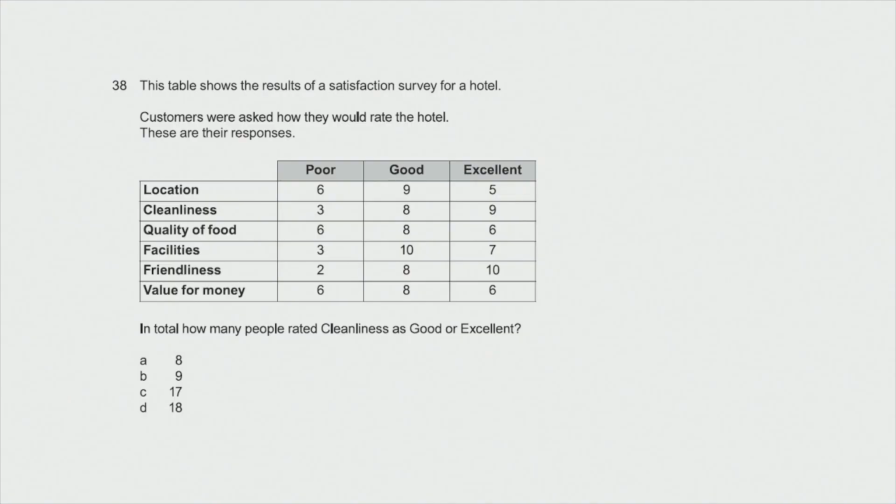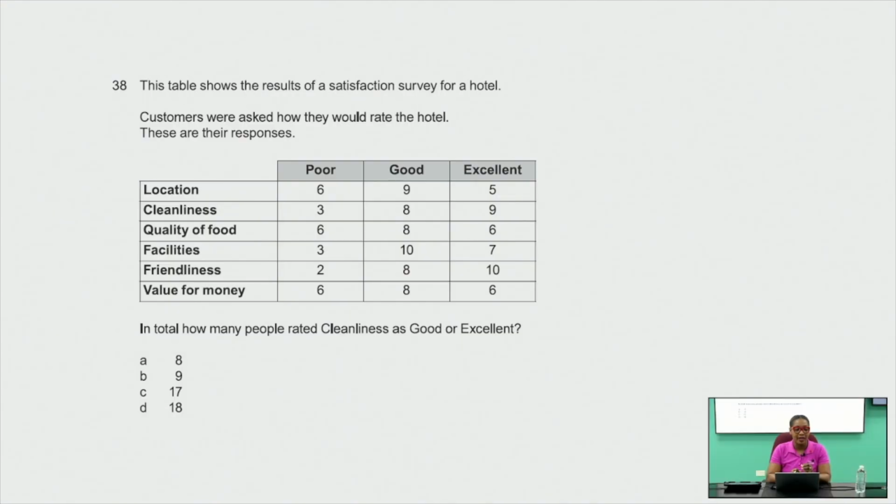The table shows the result of a satisfaction survey for a hotel. Customers were asked how they would rate the hotel. These are their responses. So, as I was saying to you earlier, math is not just about computation, it is about communication. So when you do math, you ought to be able to interact with the world.